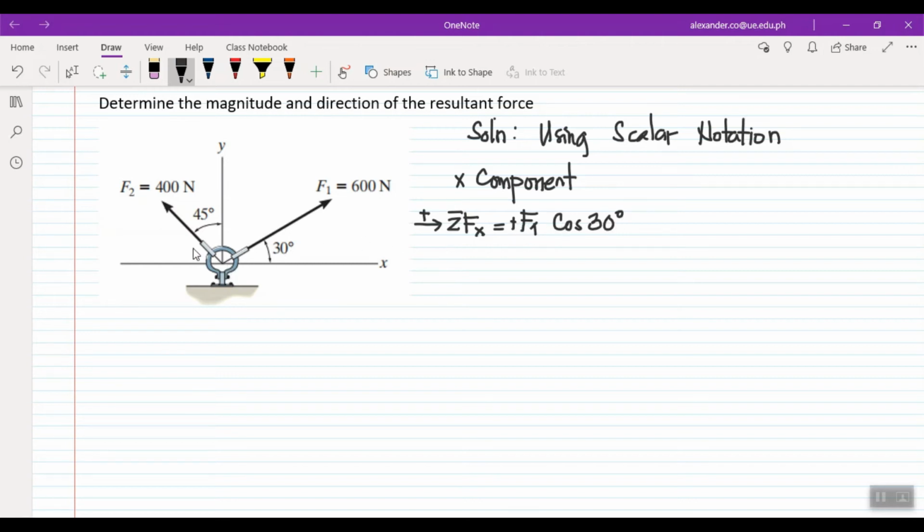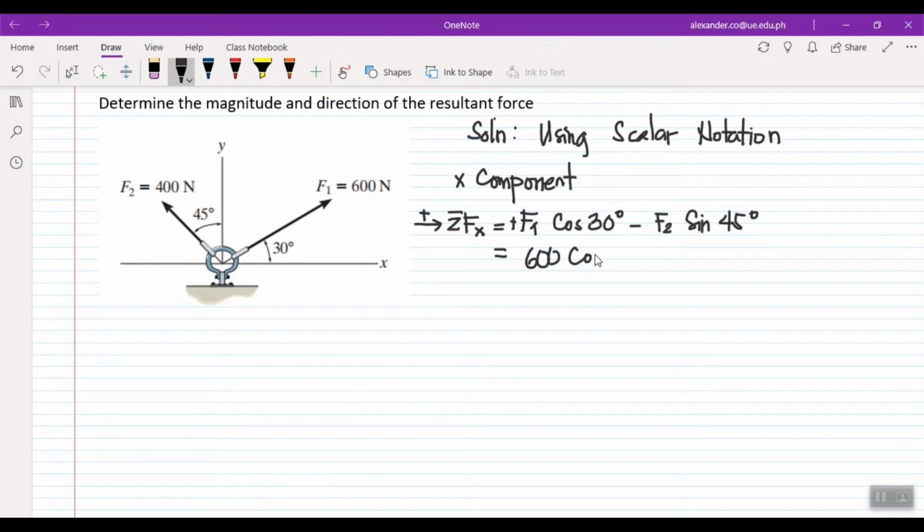Ano nga pala tayo? So, dito naman, pakaliwa, so negative. Di ba may quadrant-quadrant tayo? So, second quadrant siya napunta, negative. So, this will be F sub 2. Ito yung x component niya, no? Cosine, sine naman. So, sine 45 degrees.